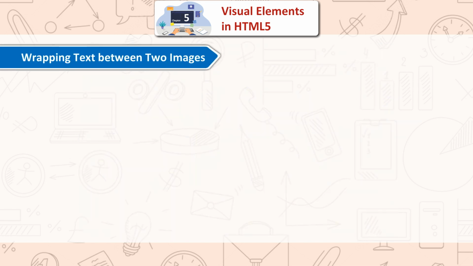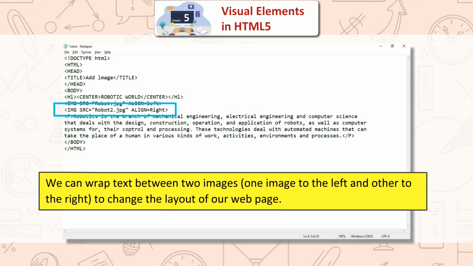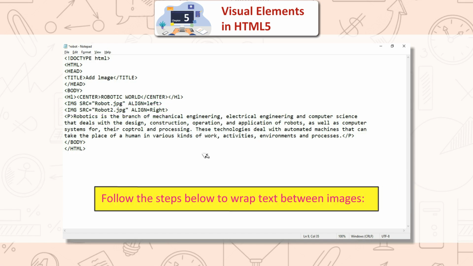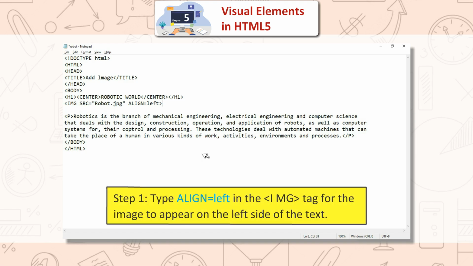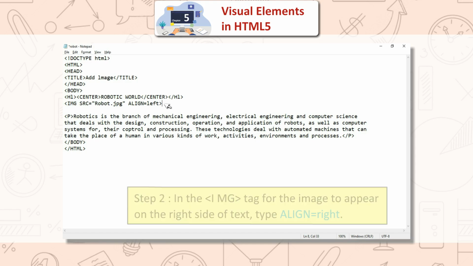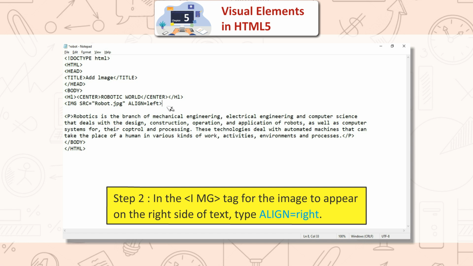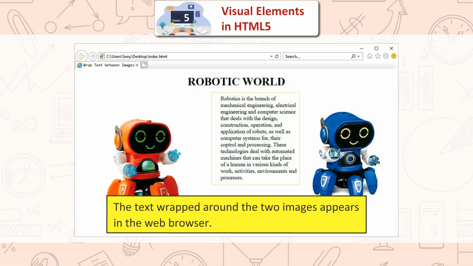Wrapping text between two images. We can wrap text between two images, one image to the left and other to the right, to change the layout of our web page. Follow the steps below to wrap text between images. Step 1. Type align is equal to left in the image tag for the image to appear on the left side of the text. Step 2. In the image tag for the image to appear on the right side of text, type align is equal to right. The text wrapped around the two images appears in the web browser.